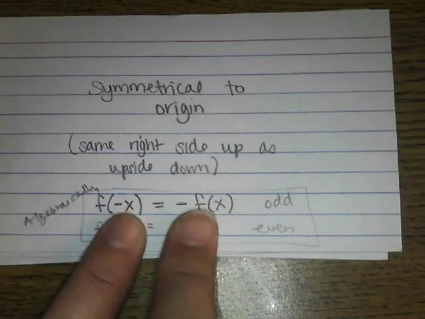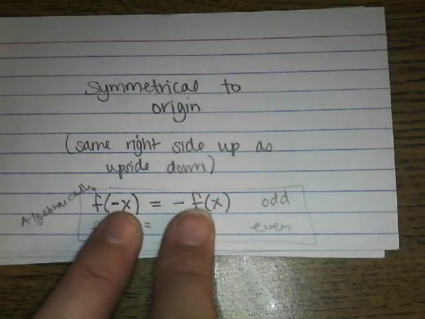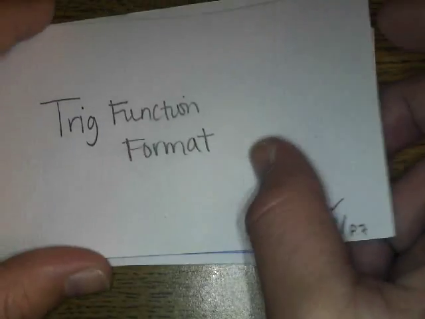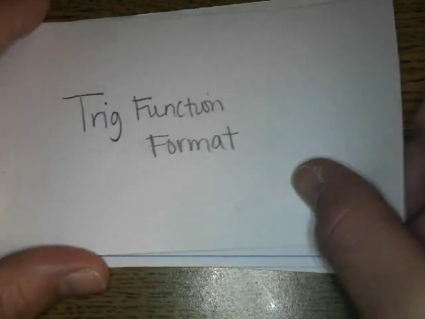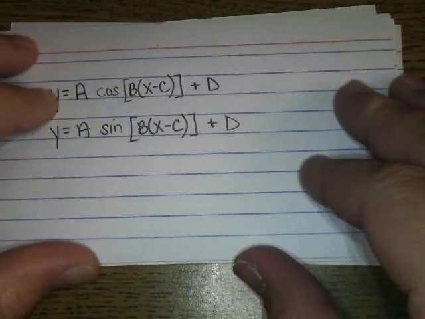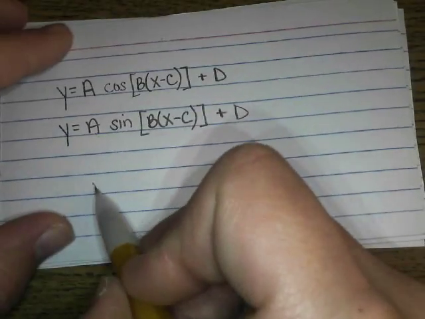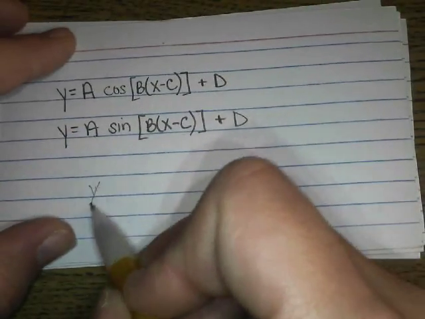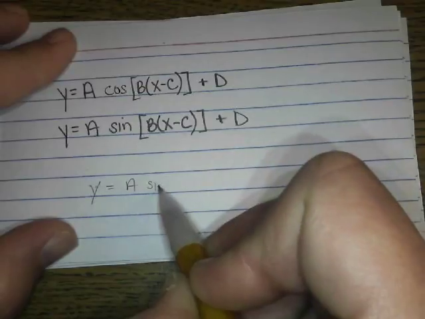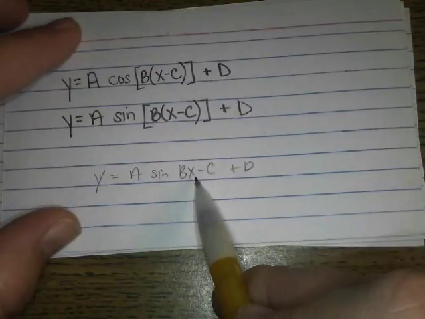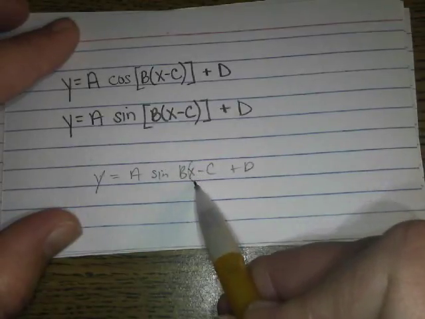Okay? And the trig function format. Based on what happened the last time when we had this, I do want to clarify here. A lot of people are writing y equals a sine bx minus c plus d, okay? This b has to be out in front of a set of parentheses, okay? You have to, and you're taking the sine of the whole thing, but the b has to be factored out.